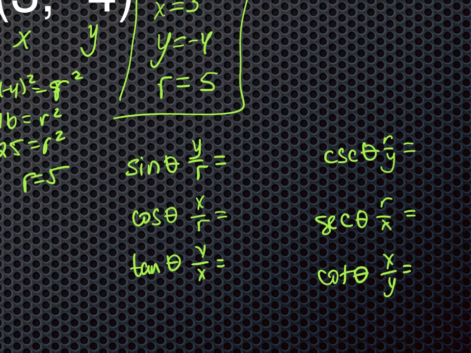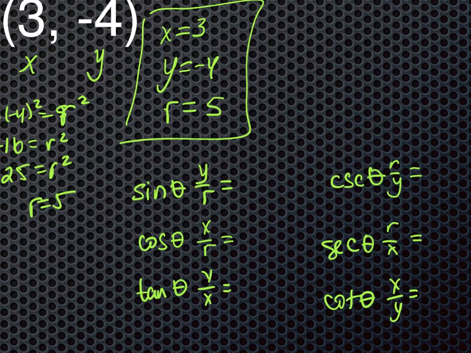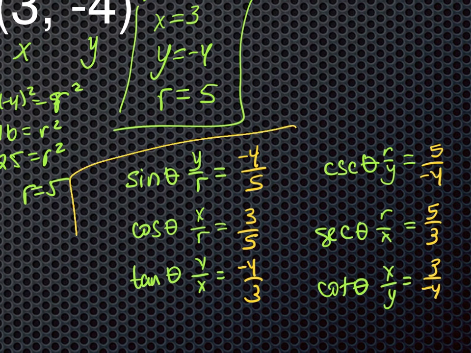Awesome. Now this part, guys, you just throw them in. Make sure you pay attention to your signs. So y over r would be negative 4 fifths. So my cosecant would be? 5 over negative 4. Perfect. Cosine is x over r, so 3 over 5. So my secant is 5 over 3. Perfect. Tangent, y over x, negative 4 over 3. Good. So then cotangent is? 3 over negative 4. Perfect.